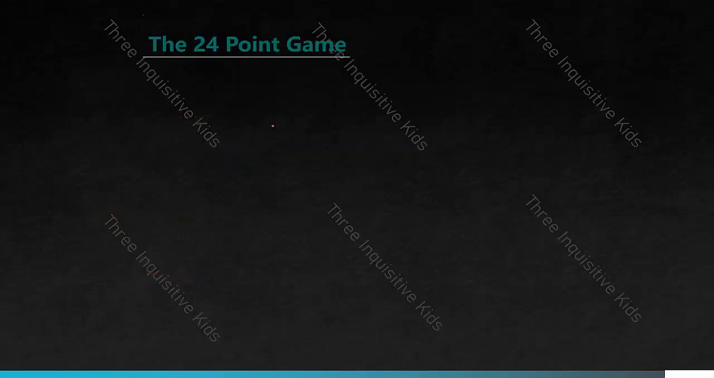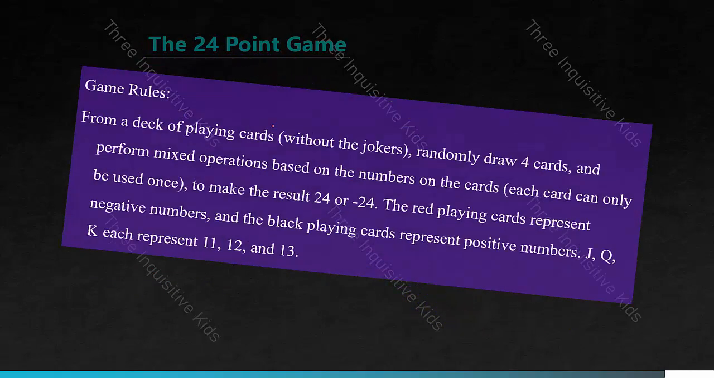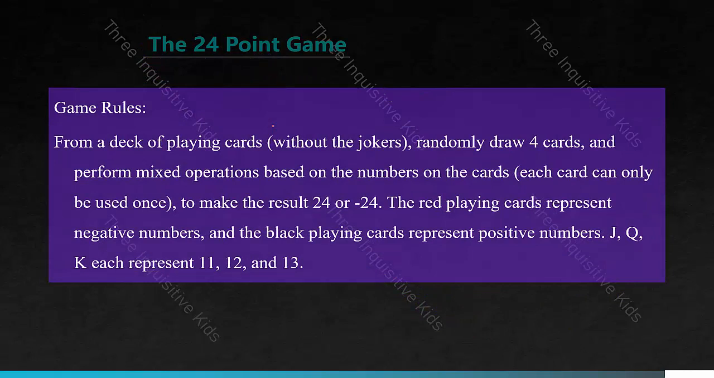Now we're going to learn something called the 24-point game. From a deck of playing cards without the jokers, randomly draw 4 cards and perform mixed operations based on the numbers on the cards. Each card can only be used once to make the result 24 or -24. The red playing cards represent negative numbers and the black playing cards represent positive numbers. The jack, the queen, and the king each represent 11, 12, and 13. Again, this is the game we were talking about in the introduction, right?